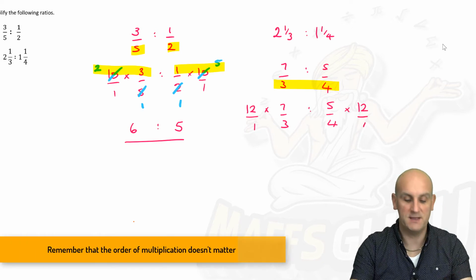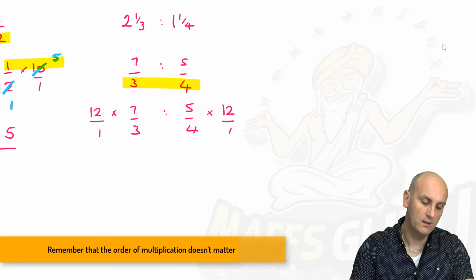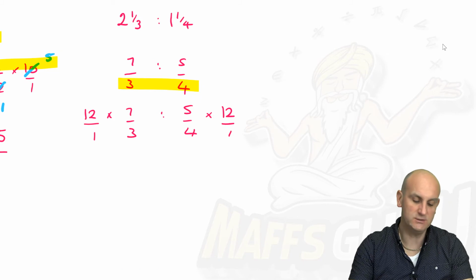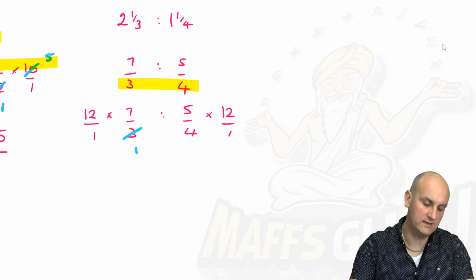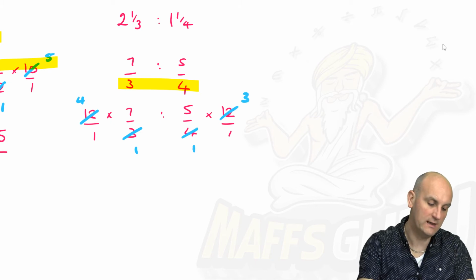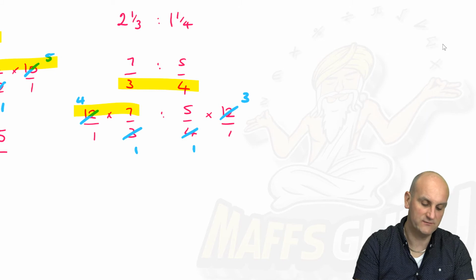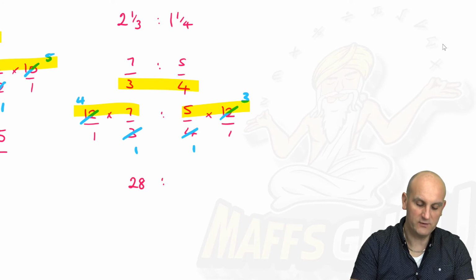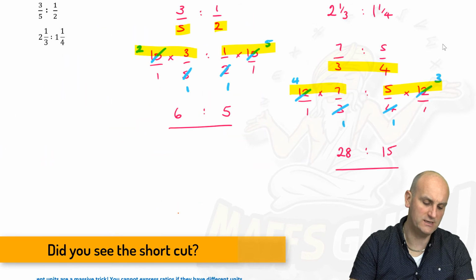Why? Because we can make our whole numbers into fractions. Cross cancel. 3 goes into there once. 3 goes into there 4 times. 4 goes into there once. 4 goes into there 3 times, and now we look at the fact that we've got 4 times 7 on the top, 5 times 3 on the top. 4 times 7 is 7, 14, 21, 28. 5 times 3 is 15, and there, ladies and gentlemen, is my ratio.